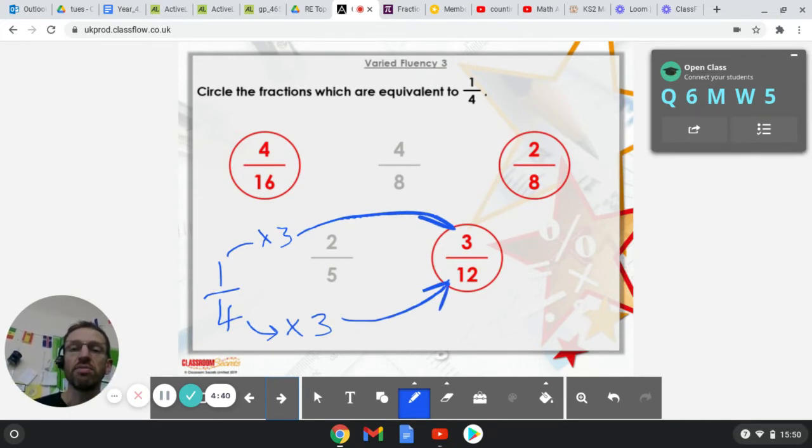For this one, you can see that they're multiplying by 2, and by this one you can see that they're multiplying by 4 at the top and at the bottom.